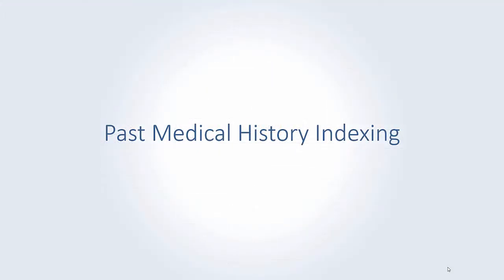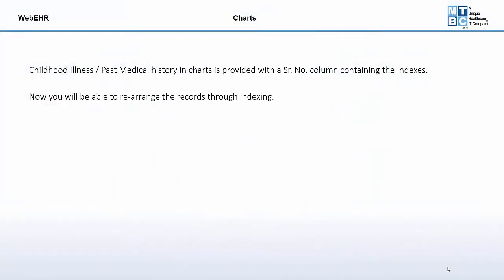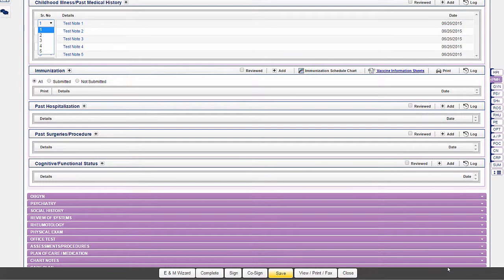The next change has to do with the past medical history indexing. In the chart section, under childhood illness past medical history, before you were not able to change the serial number. Now, as soon as you click on serial number, you'll get a drop-down menu and you can change the sequence or the order.